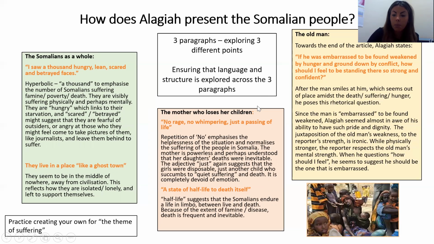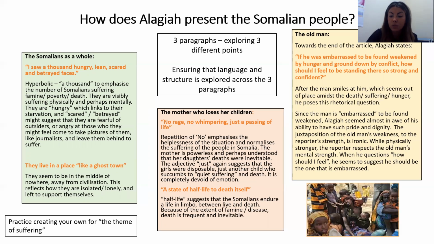Okay, my second paragraph would be to focus on a key person. So he moves, and again, this is a structural device, from the Somalians as a whole to then spotlighting key people that he met. One of which is a mother who loses her children. And he describes the mother as having "no rage, no whimpering, just a passing of time." So the repetition of "no" emphasizes the helplessness of the situation, but also normalizes the suffering of those people.